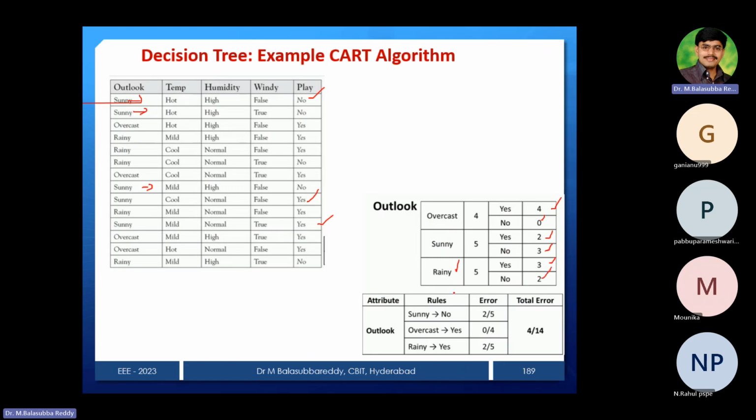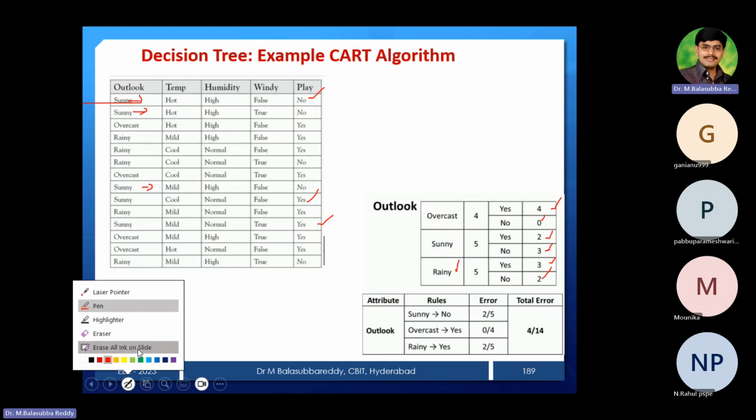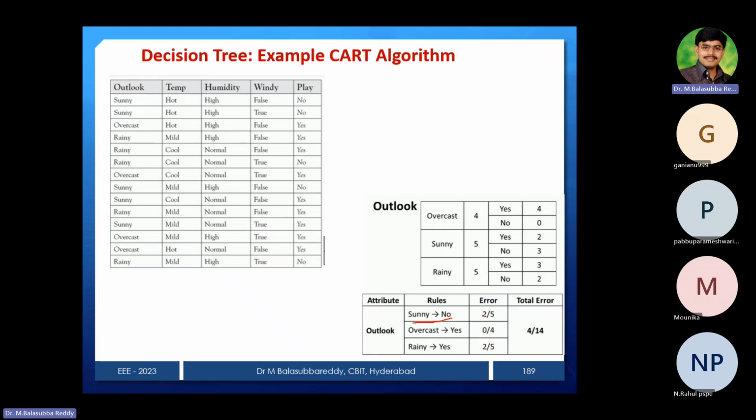Now we'll go for the error. What is the error? You can notice Sunny is no. We can see that in the sunny case the total is 5, but no is 3 here, and yes is 2. What is the error here? Sunny, no, I want. So that means the error is 2. This also has to be like this, but there is an error of 2 here. That's why the total is 5. And I'm asking, Sunny is no.